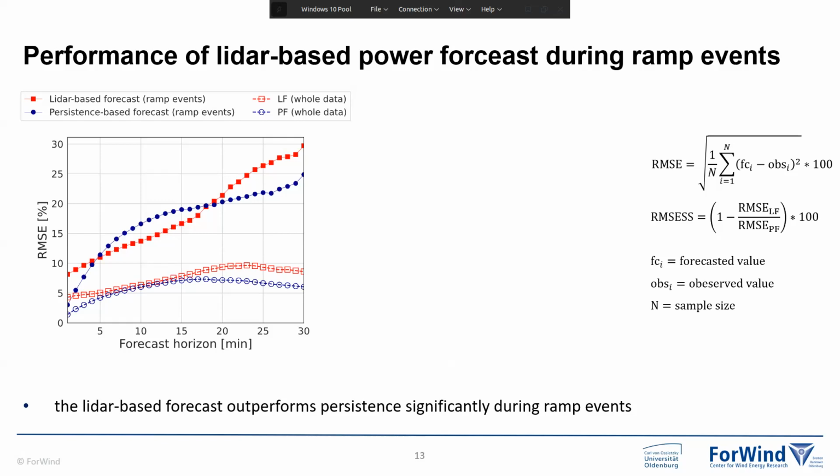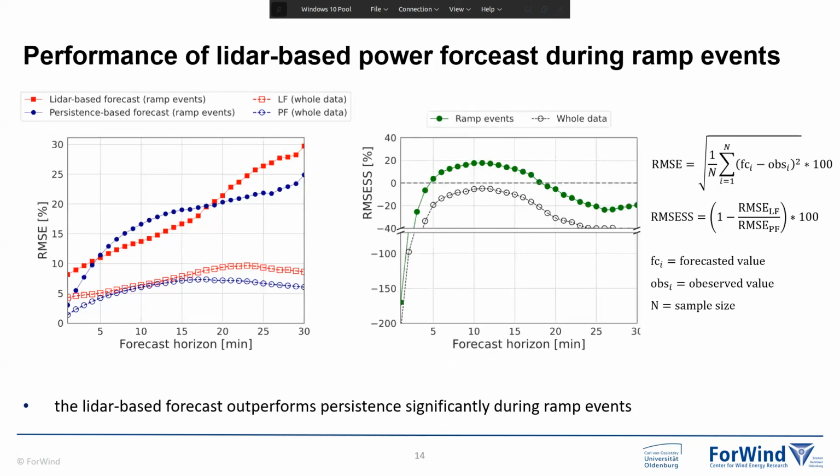But to compare them a bit better, we can also have a look at the skill score. I think most of you are familiar with that. And here we can see that actually we outperform persistence nearly up to 20%, at least for forecast horizons from 5 minutes until, let's say, 18. And you can already see that for the LiDAR-based forecast, we have a problem for the larger forecast horizons.